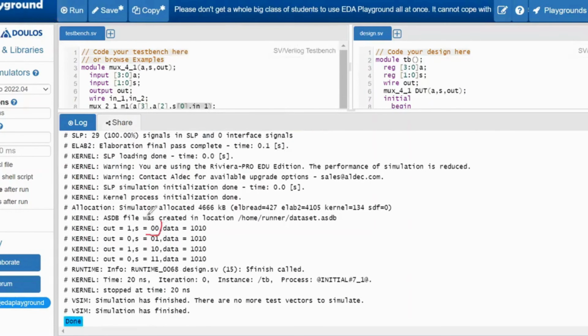If the selection line is 00, whatever the data is there in A of 3, that data gets assigned, because we are taking A of 3 first. If you take A of 0 first, then that 0 bit will get assigned.